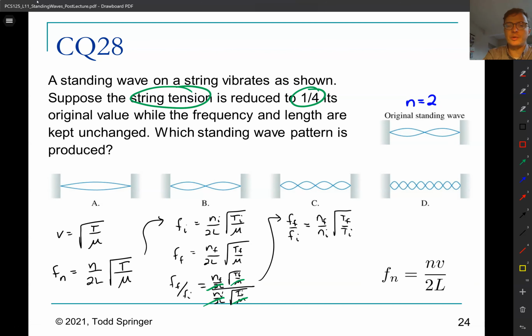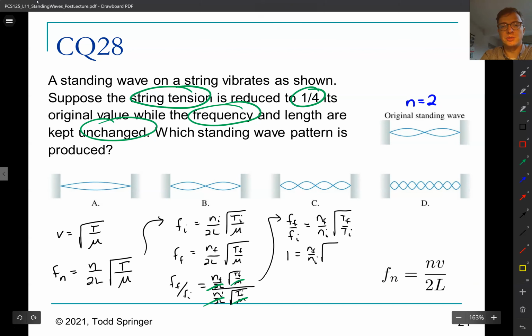But it says that the frequency and length are kept unchanged. So that means the left side is equal to 1. The final and initial frequencies are the same, N final over N initial. And the tension is reduced by a factor of 1/4. So the final tension is 1/4 of the initial tension, like this.